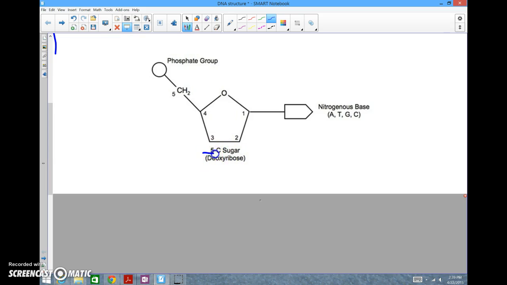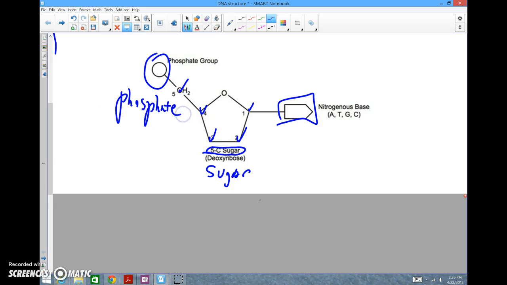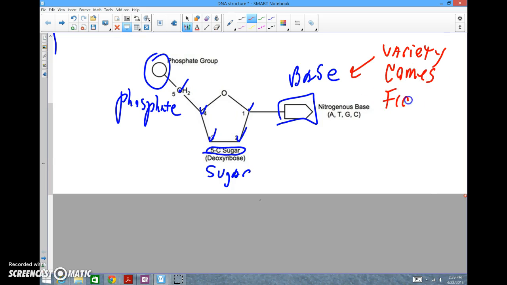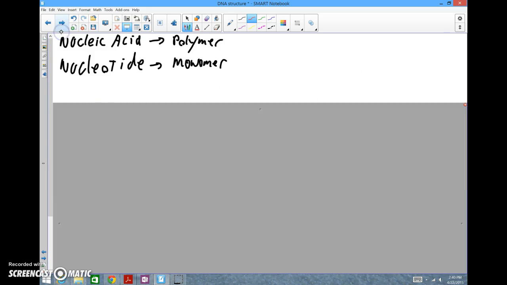Right here you'll notice that we have a 5-carbon sugar. You see these numbers 1, 2, 3, 4, and 5. We have a phosphate group. And over here we have what's called a nitrogenous base. So basically, all nucleotides are made of a sugar, a phosphate, and a base. What makes one nucleotide different from the other is the base. All the variety in nucleotides comes from our bases. And you notice here that there's a number of different types of bases, and we're going to talk about that in a second.